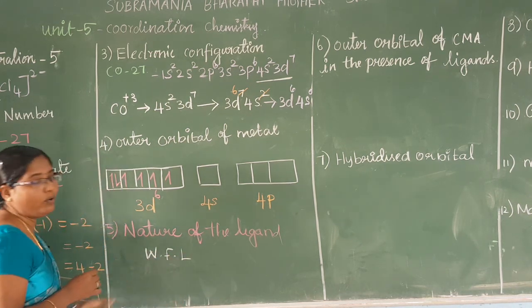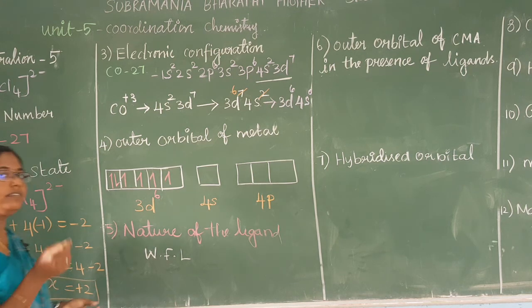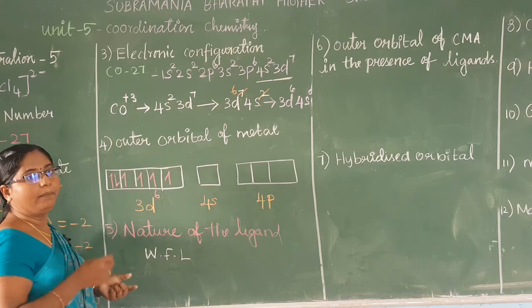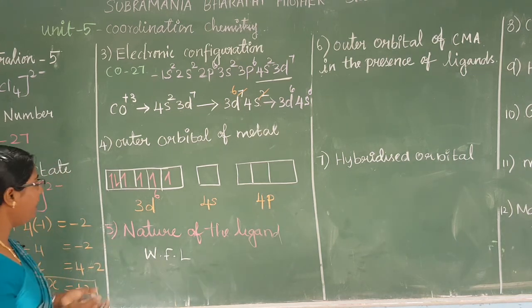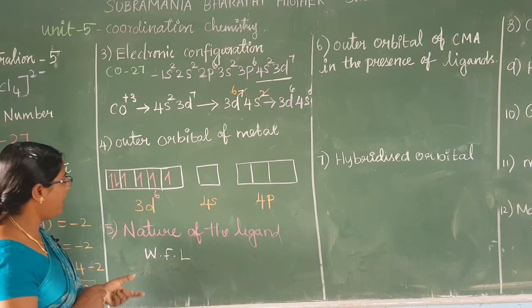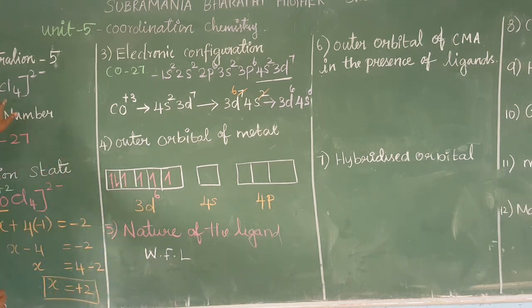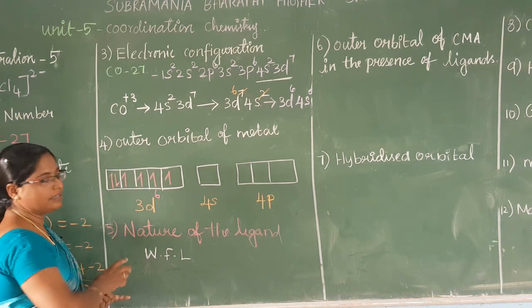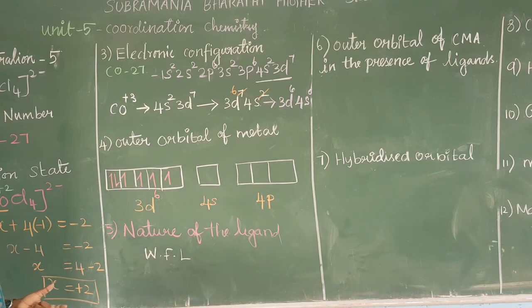What is the role of the weak field ligand? If it is a strong field ligand, the electrons will pair up. If it is a weak field ligand, it will be as it is. There is no pairing taking place. Since our complex contains a weak field ligand, there are no changes. It will be written as it is. Is it clear for everyone? Yes.